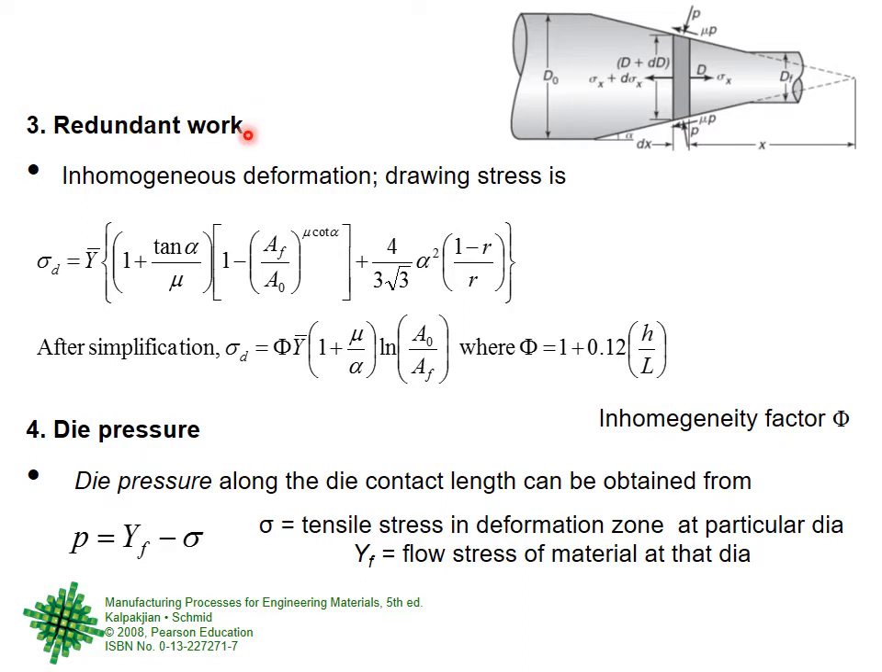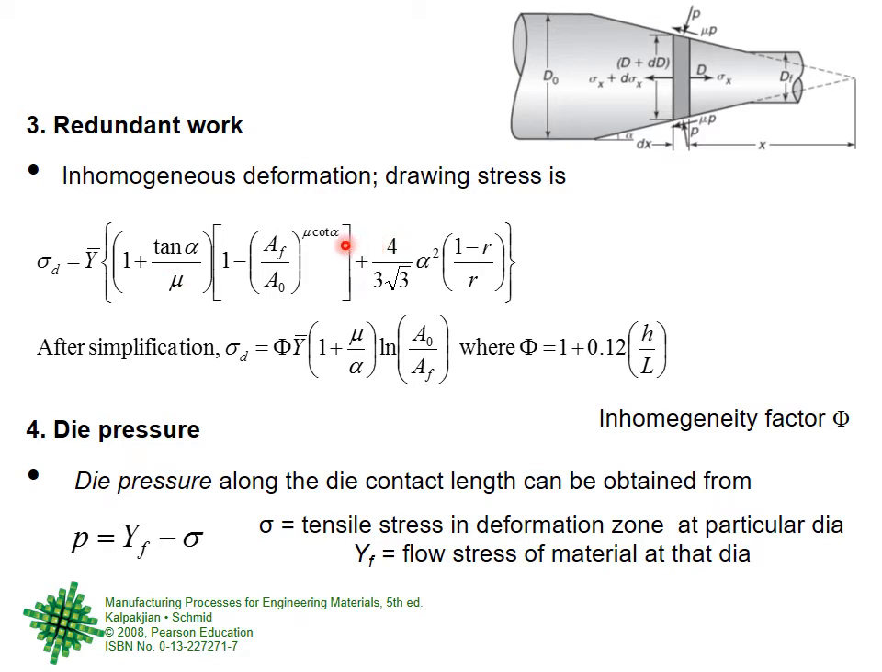So this much work done during the formation of the dead metal zone is the redundant work, the extra work. For inhomogeneous deformation, the drawing stress now is sigma d = y bar (1 + tan alpha / mu)(1 - (Af/A0)^(mu cot alpha)). Until this it is almost the same. Then there is this additional factor, 4 upon 3 root 3 alpha squared (1 - r)/r, where this is the radius. This is a big equation.